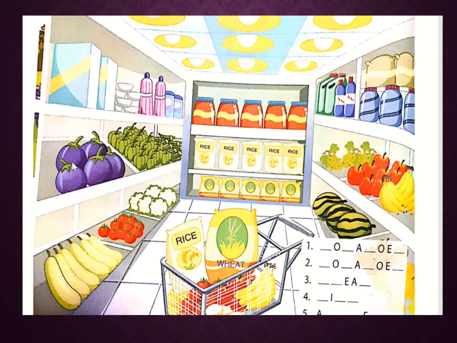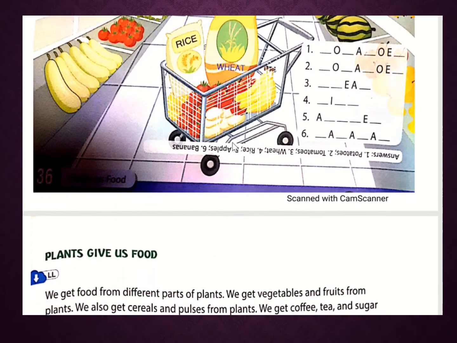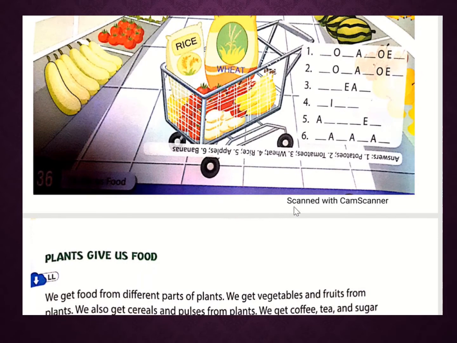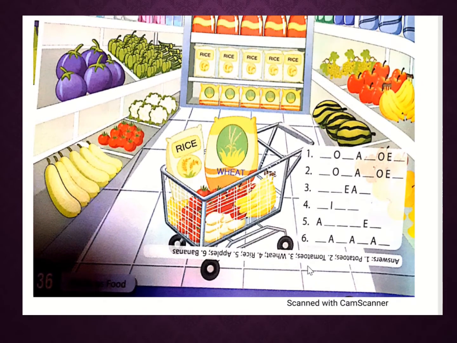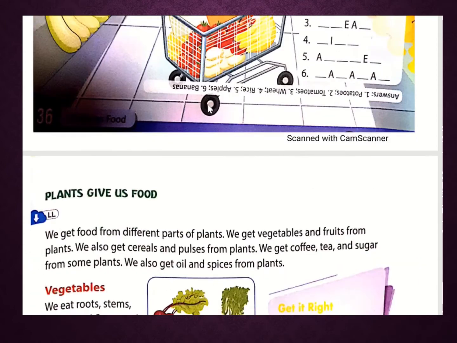These that are in purple, these in green, yellow, yeah? The banana. Where do you think they came from? They all came from plants, right? You get all this food from plants. So you will look at these vegetables or foods available in the cart and then you will complete this activity over here. Okay?